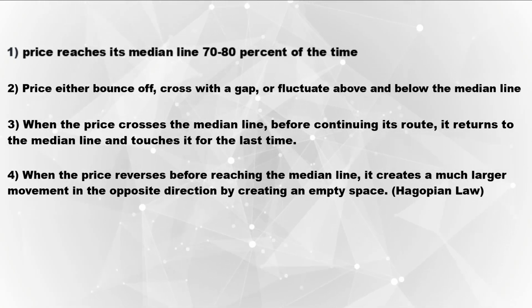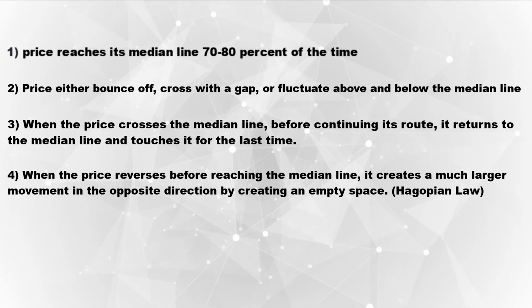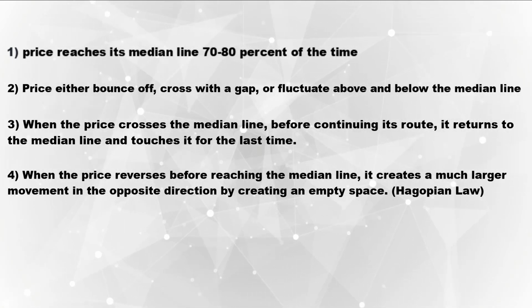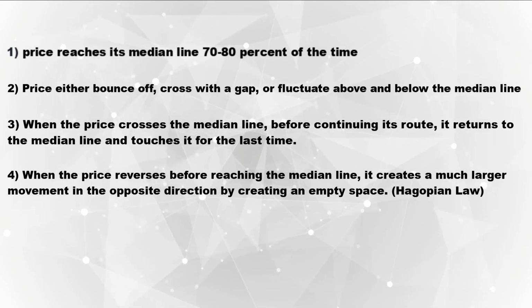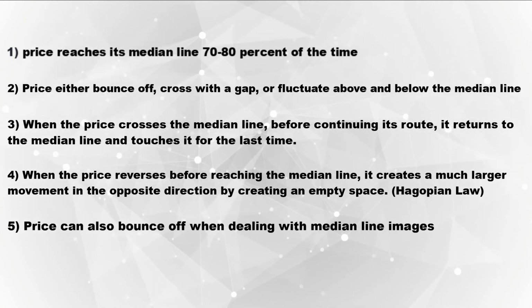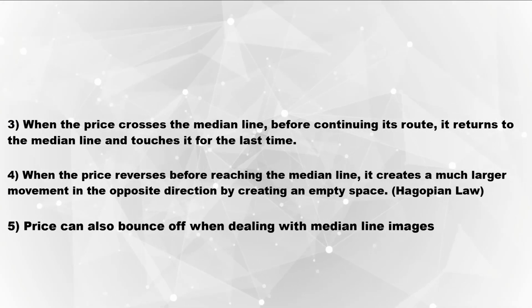When the price reverses before touching the median line, it often triggers a much larger movement in the opposite direction by creating a void, known as Hagopian law. In addition, prices can rebound when confronted with simulated replicas of the median line.